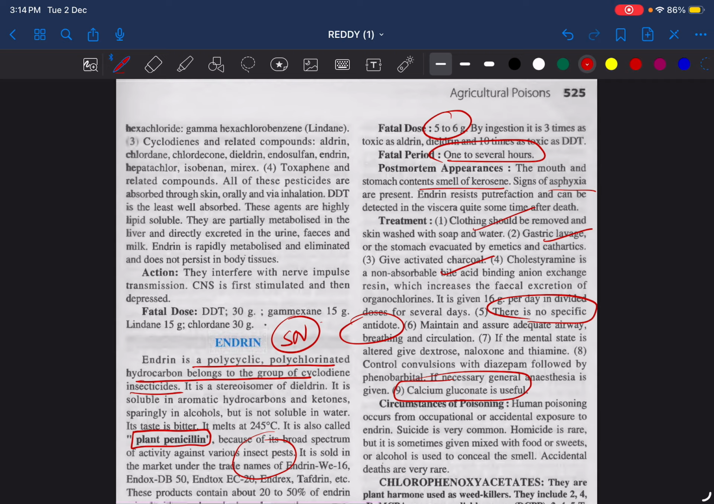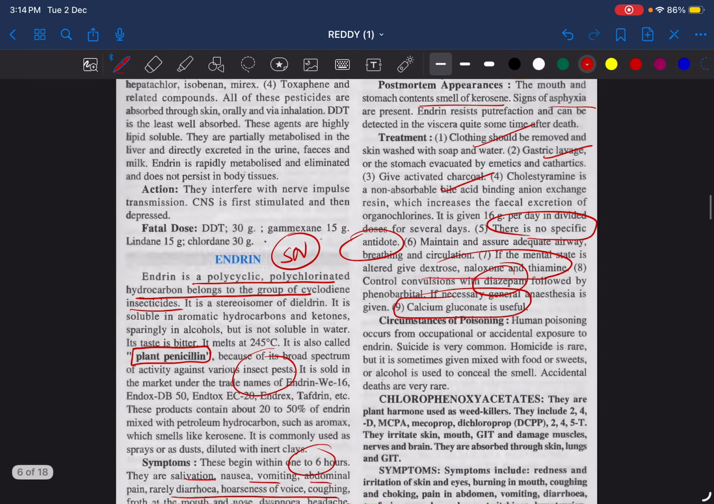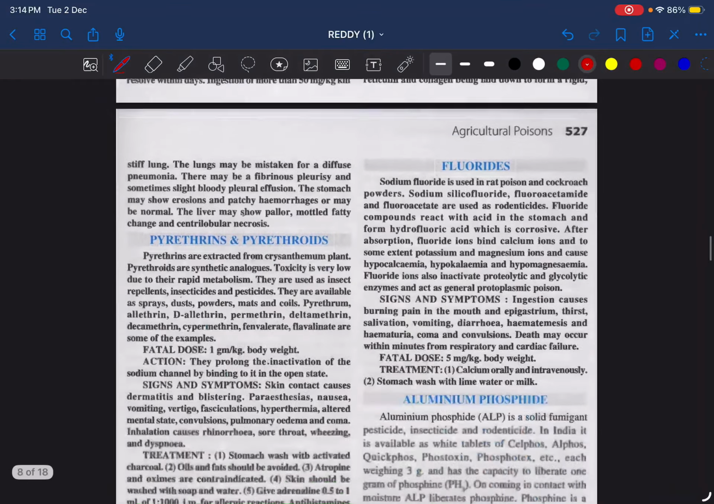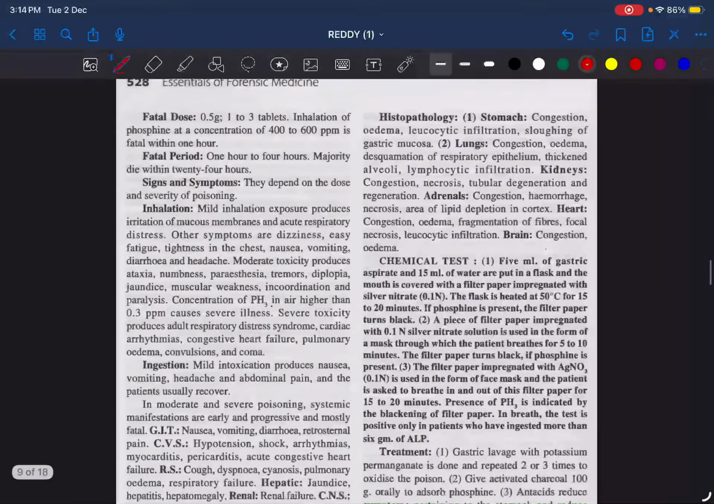We can just give supportive treatment: dextrose, naloxone, thiamine. Okay, if there is any convulsion, we can give diazepam or lorazepam followed by phenobarbital. Calcium gluconate is also used. Okay, so the same thing applies to the rest of the other poisons.